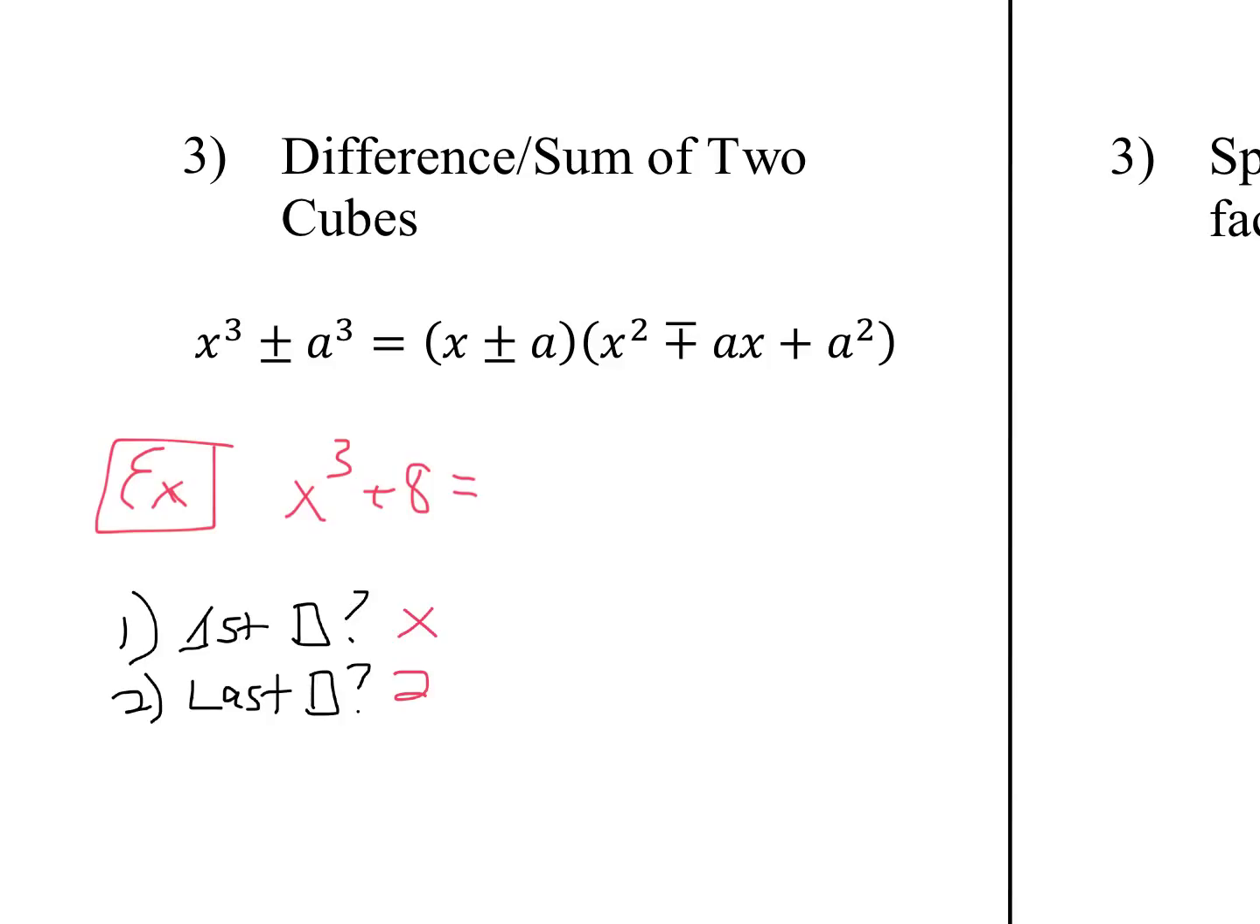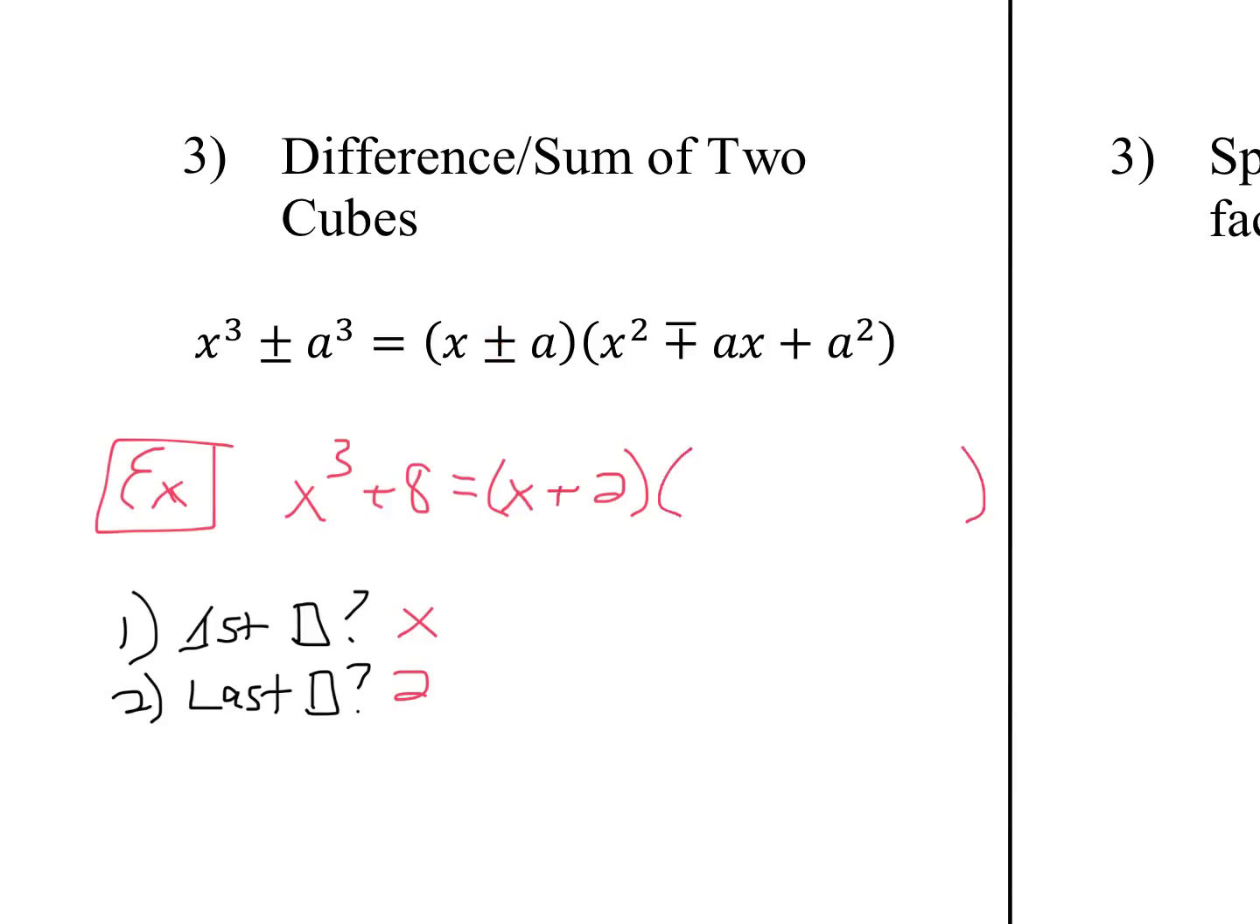So I make a binomial and a trinomial. In the binomial, I put the cubed root of x cubed in the first spot, cubed root of 8 in the second. Looking at my signs, I'm choosing the top sign plus, because it's plus 8, so I'm going to choose the top sign here, which is plus 2.